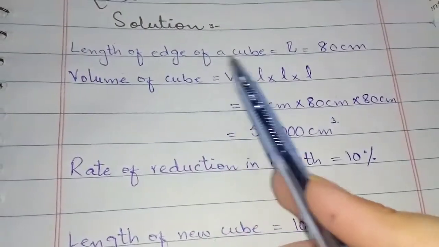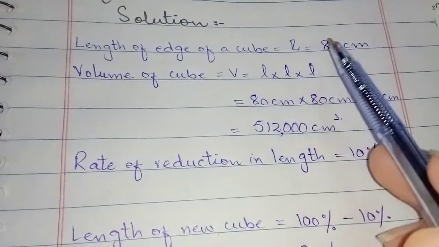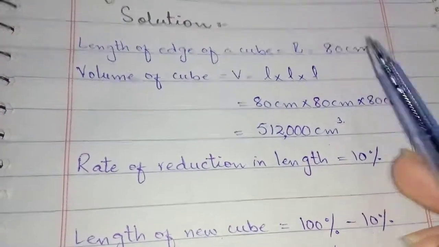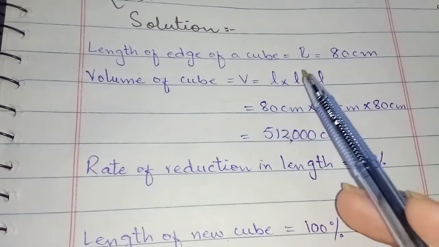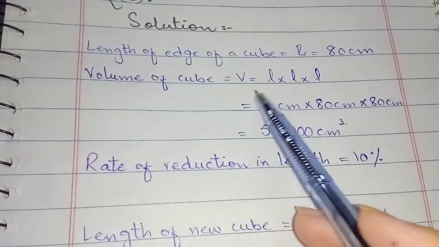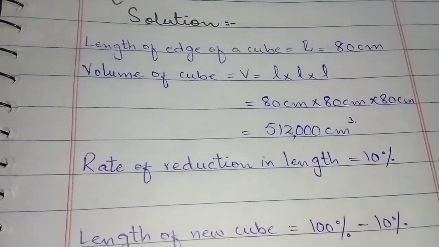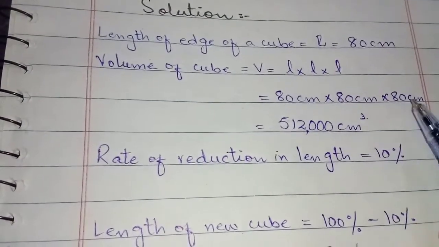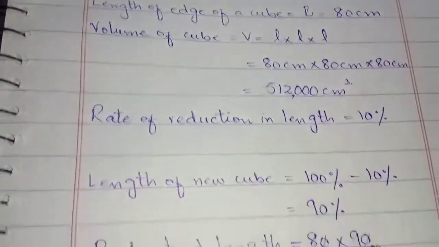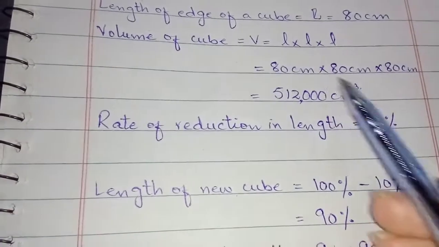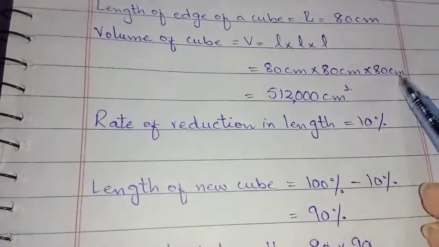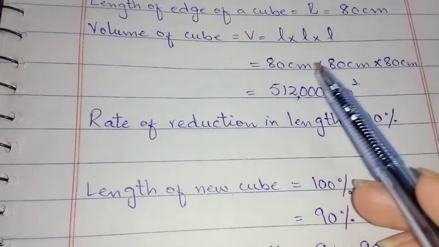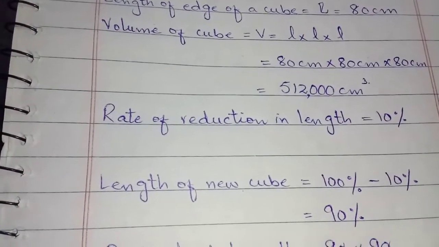So length of the edge of a cube, this is the original cube, that length is equal to 80 centimeter. This is a cube, so length, breadth and height will be same. So volume of the cube will be length multiplied by length multiplied by length, that is equal to 80 centimeter multiplied by 80 centimeter and multiplied by 80 centimeter. And we get the answer 5,12,000 centimeter cube after multiplication.